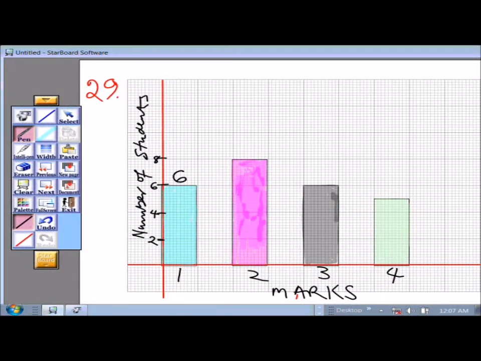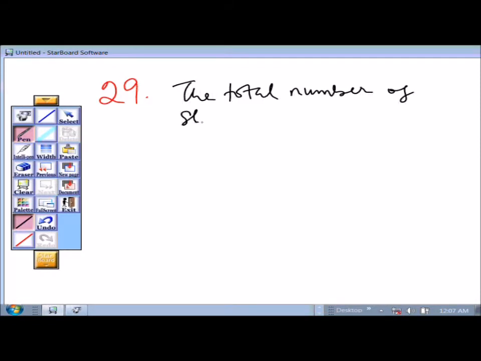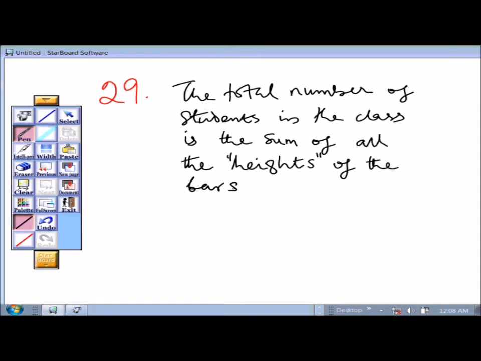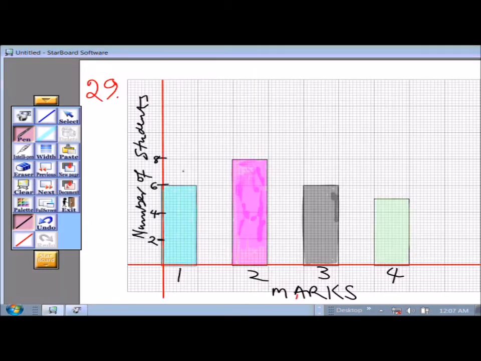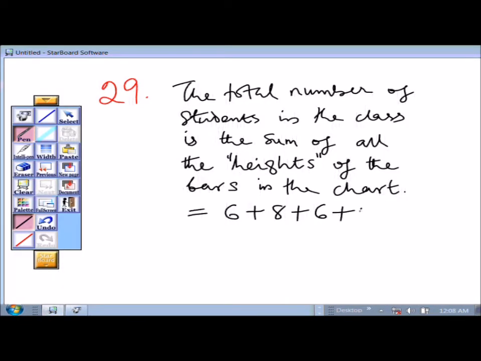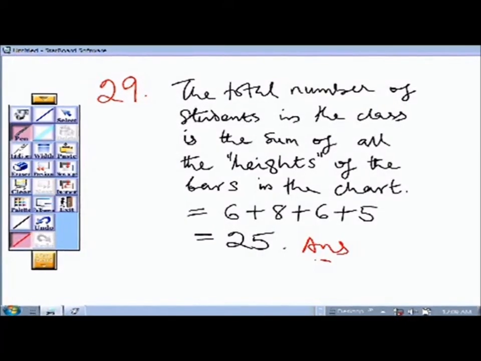Clearly from this chart, we are able to see that the height of each of the bars is the number of students that scored each of the given marks 1, 2, 3, and 4. This tells us that the sum of the heights of all these bars shall be the total number of students in the class. And this is 6 plus 8 plus 6 plus 5, which is equal to 25. And that is the answer to the question.